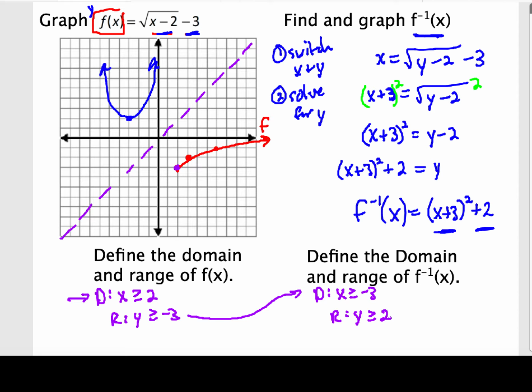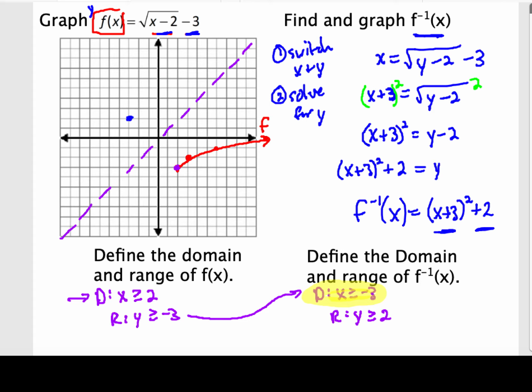Now, why did I say that was slightly more important? This idea that the domain is going to be x greater than or equal to negative 3. Well, that means that when we look at our blue parabola up top, I can only use x values that are greater than or equal to negative 3. So I only want x values to the right of that. I can't use this entire left side of the graph.